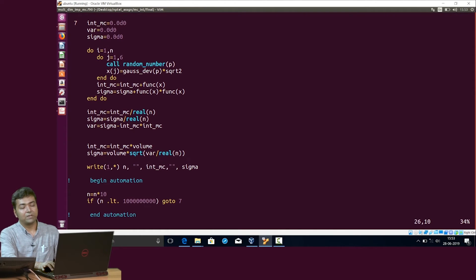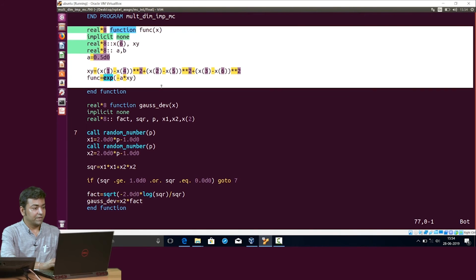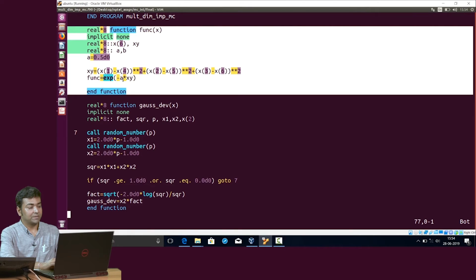What it does is it generates 6 random numbers with a Gaussian distribution. I am calling my random number generator to return me 2 random numbers with uniform distribution. These 2 random numbers I am giving as an input to my function Gaussian underscore dev, and that returns me one random number which forms a Gaussian distribution, and that I multiply by square root of 2, so that the sigma of the Gaussian distribution remains the same as I desire for my integration, and not the original Box-Muller sigma. Once I have these 6 numbers through this do loop, I feed them to my function. The function is evaluated using this particular function here. Now you see the function is just minus half x y. So only that part is left.